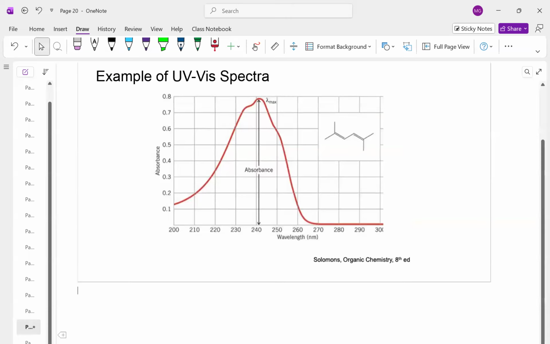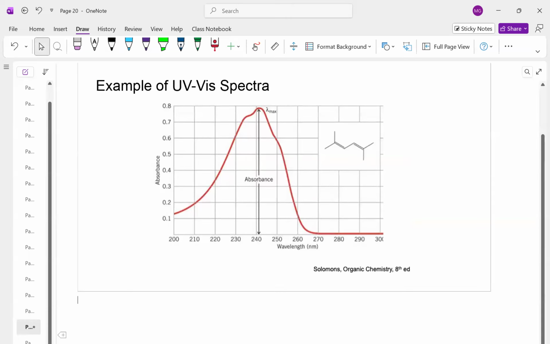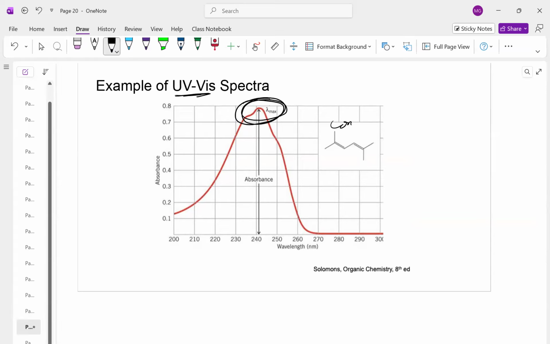So what does a UV spectrum look like? Kind of looks like a big weird hill. And all we really care about is the wavelength max. What's the highest wavelength that is absorbed? And if that is within the UV or visible region, then we know that the system is conjugated. And the higher that number, the higher the wavelength, the more conjugated the system. And that's essentially it with UV. That's all we're going to go into.